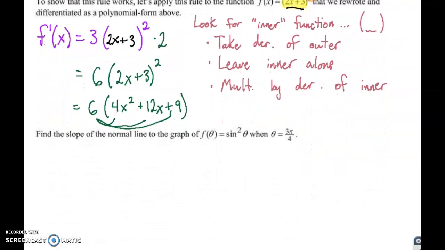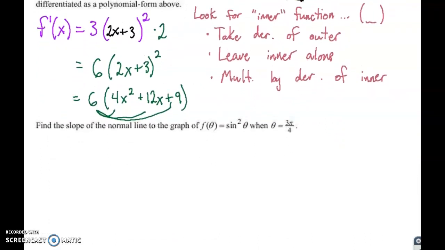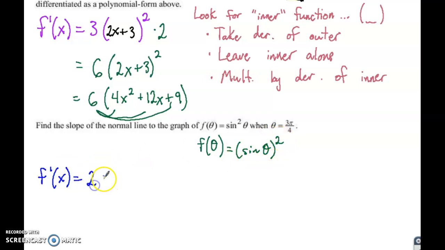So as we move on to the next example, my clues of looking for parentheses don't really work. However, you could rewrite this function for f of theta as sine of theta being squared. And now you definitely have an inner function. So if I were doing this derivative, I would say, okay, well, the outer function is being squared, so bring the 2 in front, times sine of theta, now to the first power, but you don't actually have to write the first power, times the derivative of sine of theta. So that's cosine of theta.